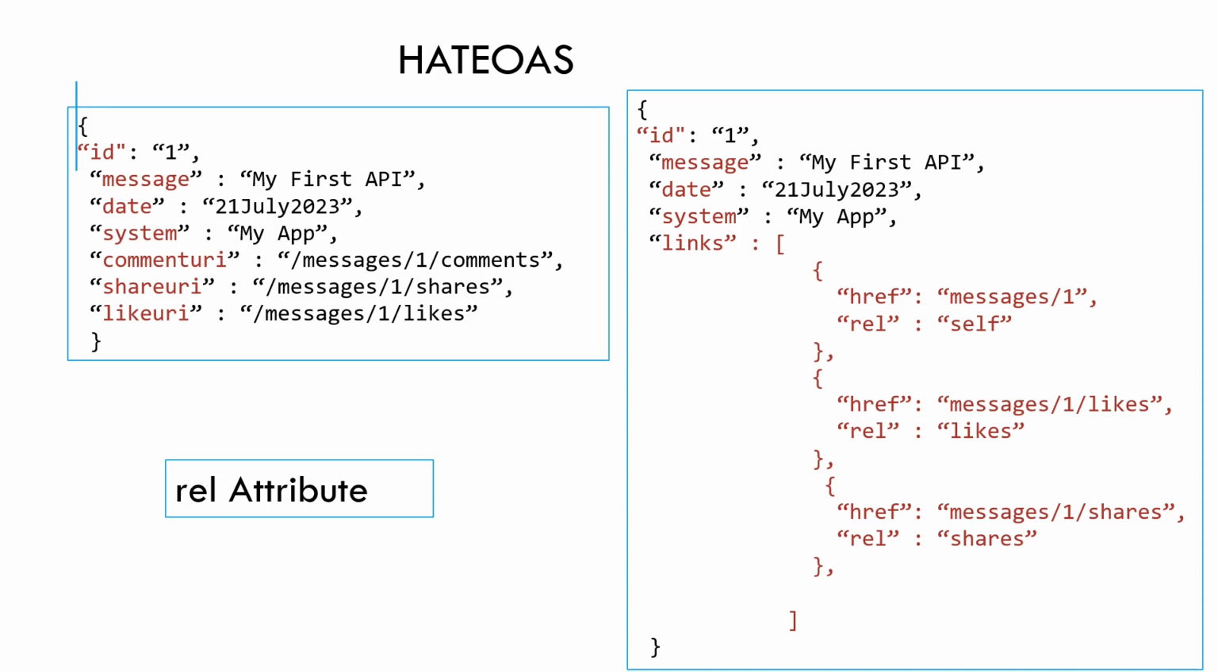Suppose they want to know what the likes URI is. They will search for the rel keyword in the response message, and once they find rel equal to likes, they look up the corresponding href. This is how we can solve the problem of the client having to keep those property keys in their property file, by using the rel keyword.